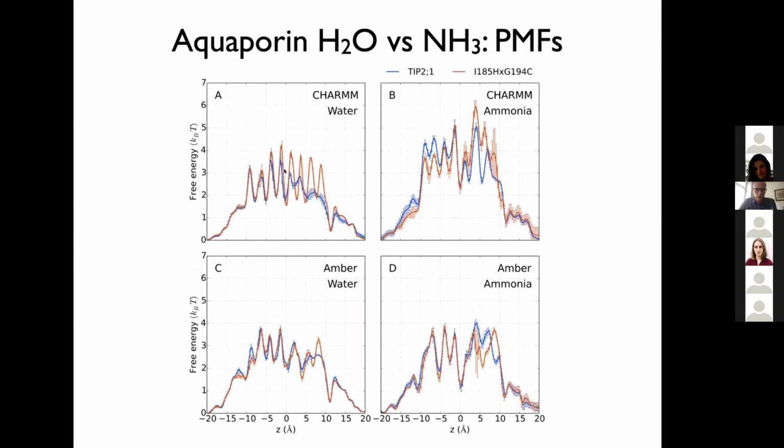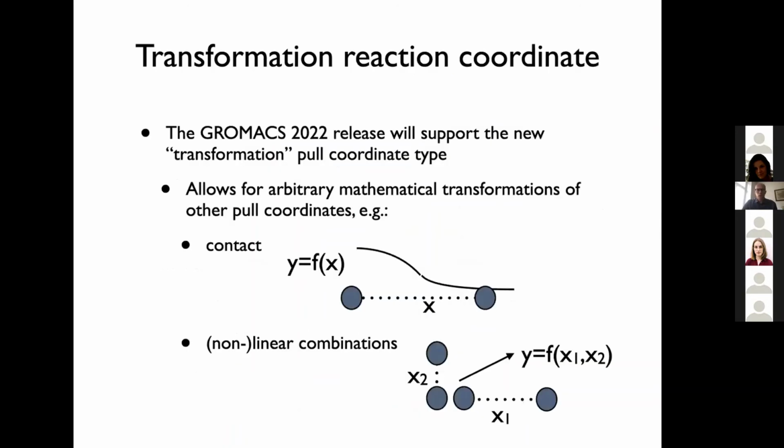You can see here that we see differences between water and ammonia, and in different force fields we see different results. So unfortunately, the force fields are not perfect yet. So either one of the 2 is correct or they're both incorrect. That's to be seen. But you can think of many different direction coordinates, obviously.